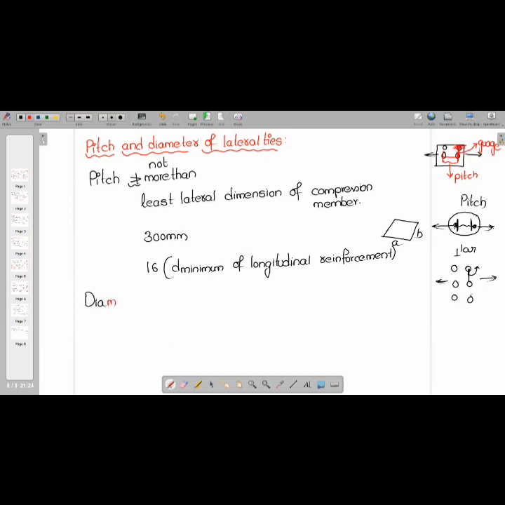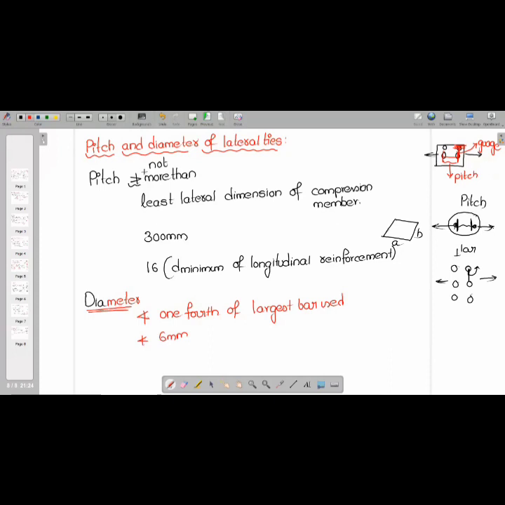So here, whatever the bar diameter, what I would like to tell you is the diameter should not be less than 1/4 of the largest bar used. This is for tie: dia of tie should not be less than 1/4 dia of the largest bar used, and it should not be less than 6 mm.